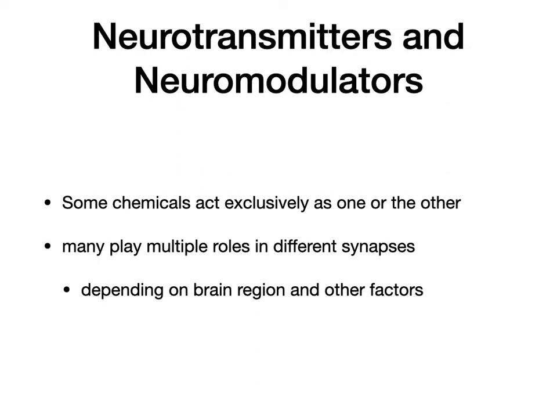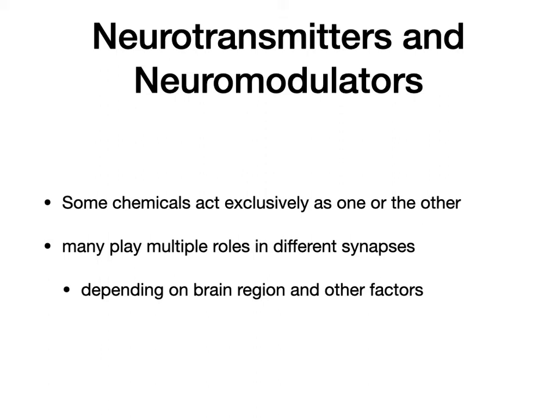So that's the idea that there are two kinds of things happening that jump between neural cells: neurotransmitters and neuromodulators. Some chemicals will act exclusively as one or the other, but some will bridge the gap depending on which neurons they're hitting and where in the brain they are. So one cell's neurotransmitter may be another cell's neuromodulator, and they play multiple roles in different synapses. That all depends on what area of the brain is doing it.